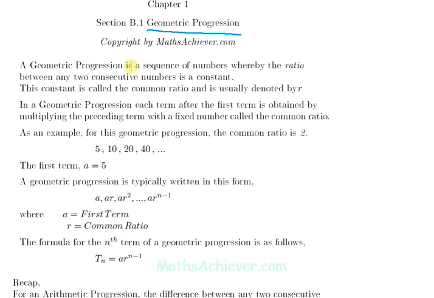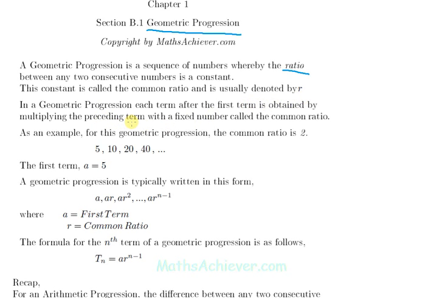Okay, so let's start. A geometric progression is a sequence of numbers whereby the ratio between any two consecutive numbers is a constant. In arithmetic progression, we spoke about difference between consecutive numbers. In geometric progression, it is a ratio. Now, this constant is called the common ratio and is usually denoted by R.